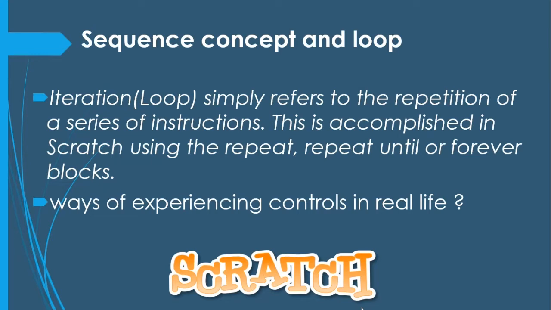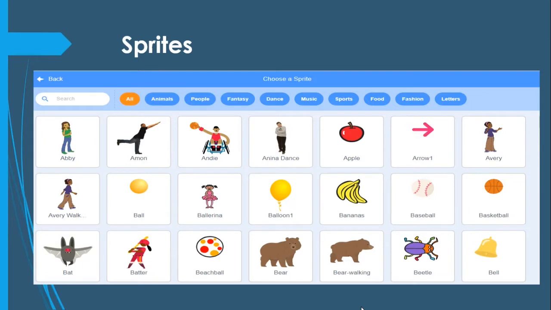So another important thing you need to know when you're working with animation, you need to understand your sprites very well. So this is just an image from Scratch showing the different sprites. And as you can see, we have the different categories. We have animal sprites, we have people, fantasy, dances, music, sports, food, fashion, and even the letters.